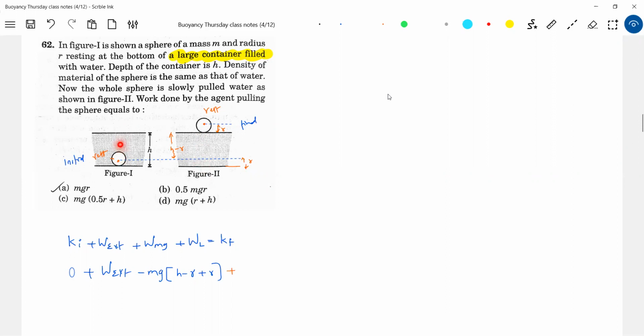Say here, buoyant force, no? So what is the buoyant force? Buoyant force does positive work. That's what I mean to say here. So what is the height ascended by the buoyant force? H minus... So that will be very difficult for you.